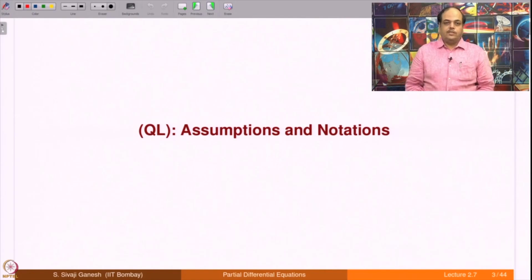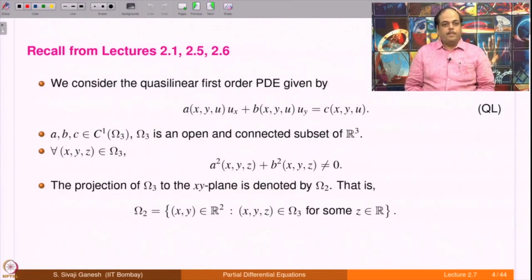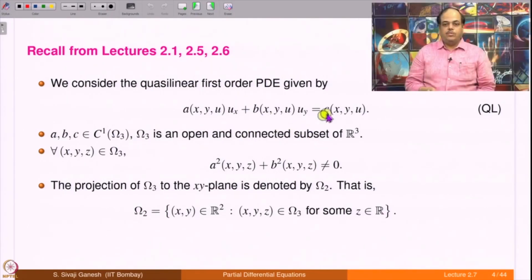So, assumptions and notations in the context of quasi-linear partial differential equations, first order equations. This has been revisited many times, 2.1, 2.5 and as last time also in lecture 2.6. So, quasi-linear equation we denote by QL. It stands for this equation A u_x plus B u_y equal to C. A, B, C are functions, C1 functions on omega 3. Omega 3 is an open subset of R3 such that A square plus B square is not equal to 0 at every point of omega 3.